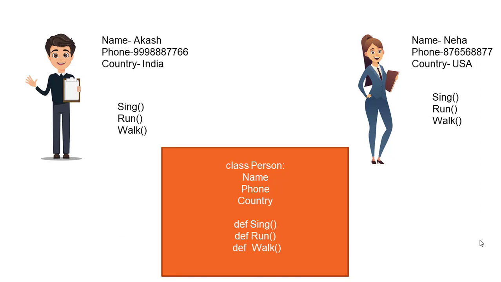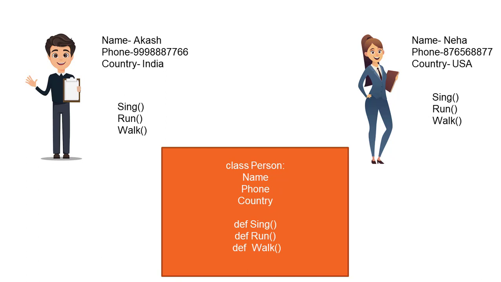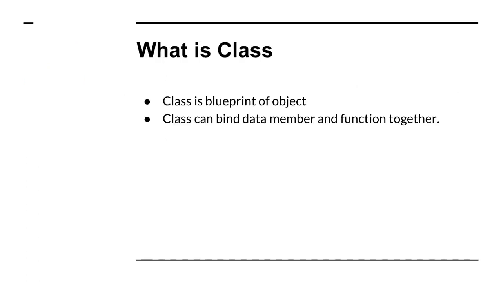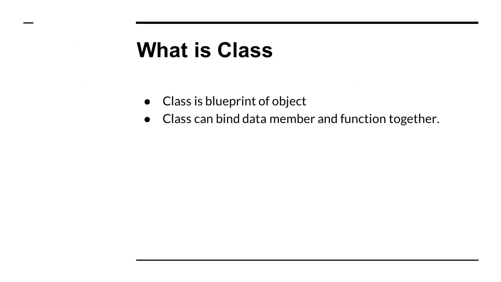So now you must have got an idea that a class is nothing but a blueprint of an object, and a class can bind the data member and function together. When I say data member, you can see these properties, right? Name, phone number, and country. This is nothing but a data member, or I will say variables. And function together, these are the functions, right? Sing, run, walk. So with the help of a class, we can bind data member and function together into a single entity called class. I hope you got the point of class and object.